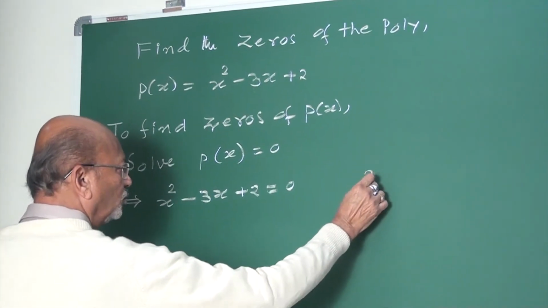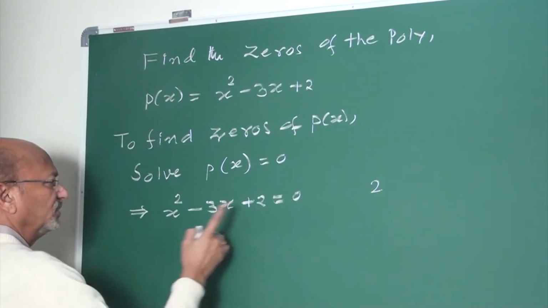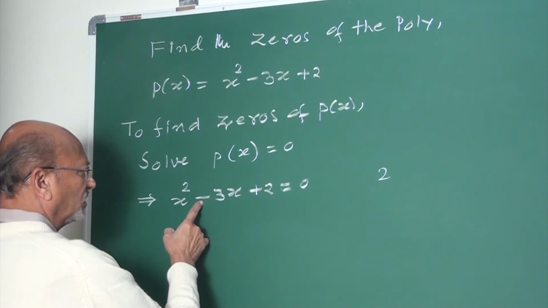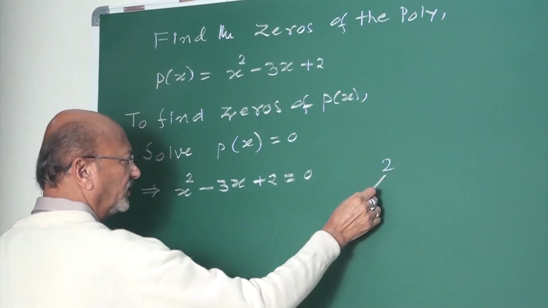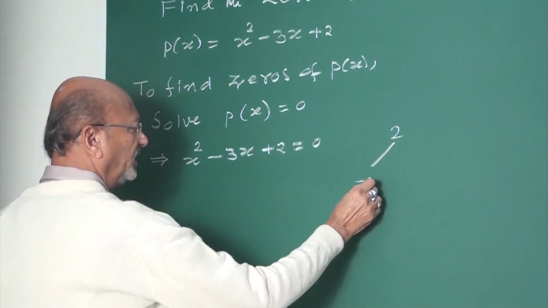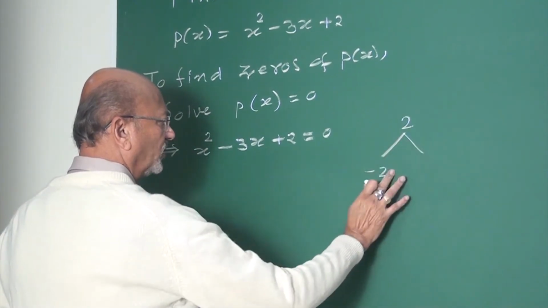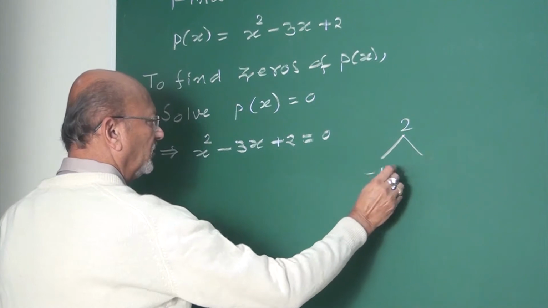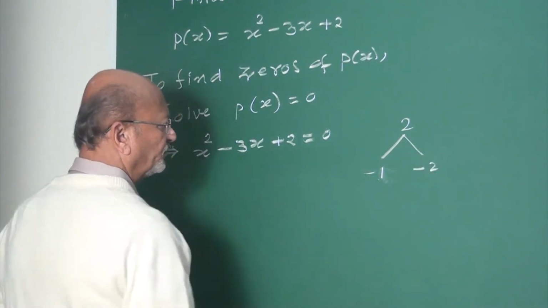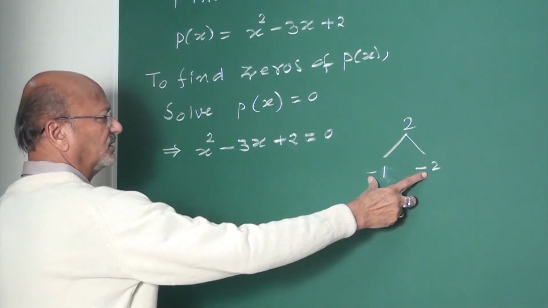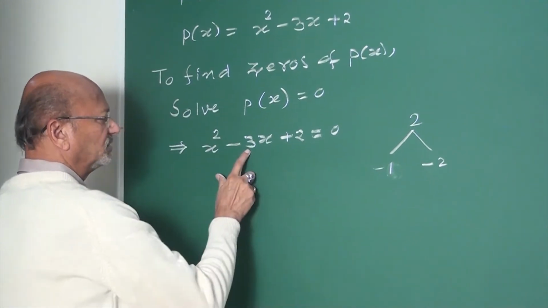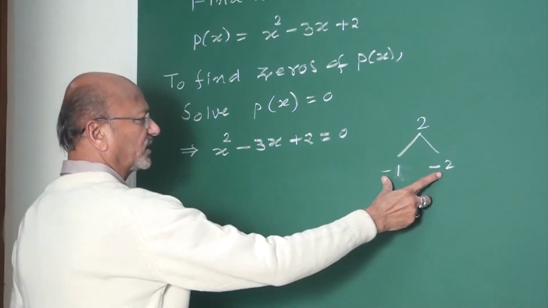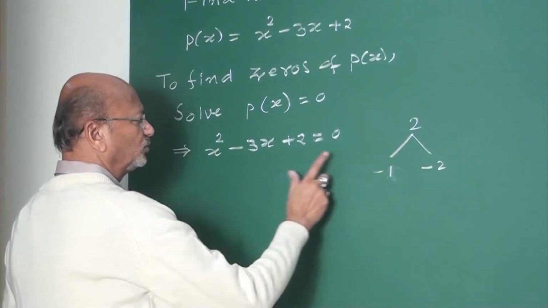Your friend, 2 into 1 is 2. You must split it to get minus 3. Then you can split this as minus 2 minus 1, or you can say minus 1 minus 2. Tell what is their addition? Minus 1 minus 2 is minus 3. What is their product? Minus 1 into minus 2 is plus 2.